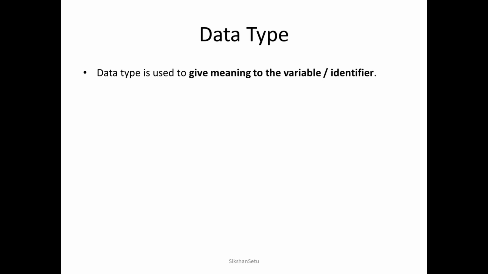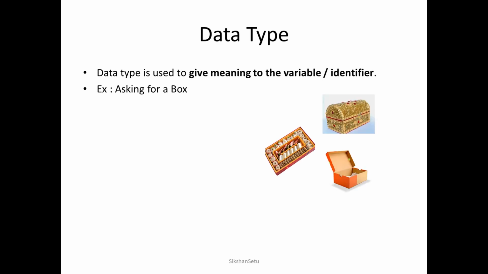Now we might have a question in our mind, what do we mean by giving meaning to a variable or identifier? So let's take one example. Suppose you are asking your friend for a box. What will your friend give you? You are just specifying a box. So your friend can give you a box of sweets, a jewelry box, or a box to keep shoes, because you have not specified and you have used the generalized term box. So box doesn't contain any specific meaning.